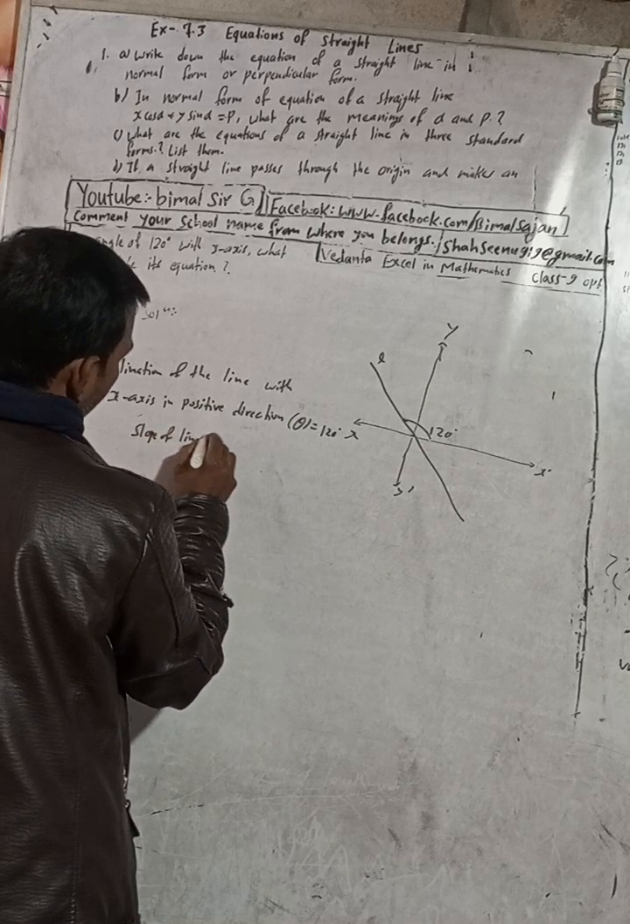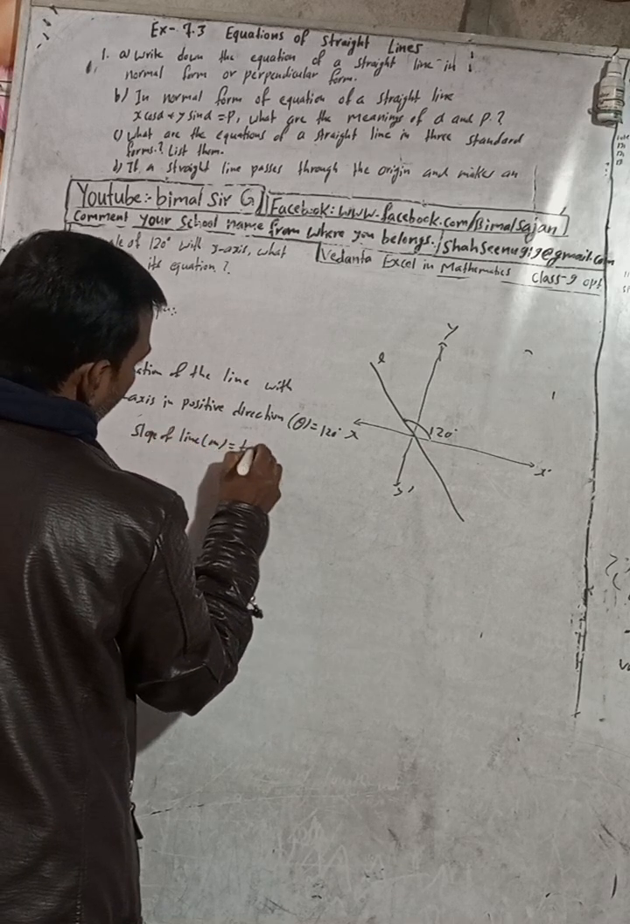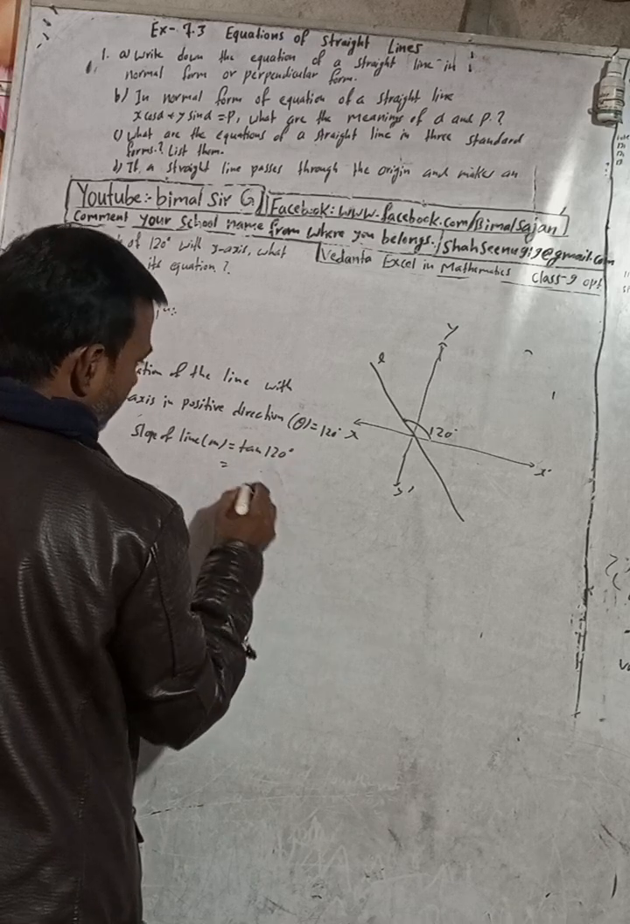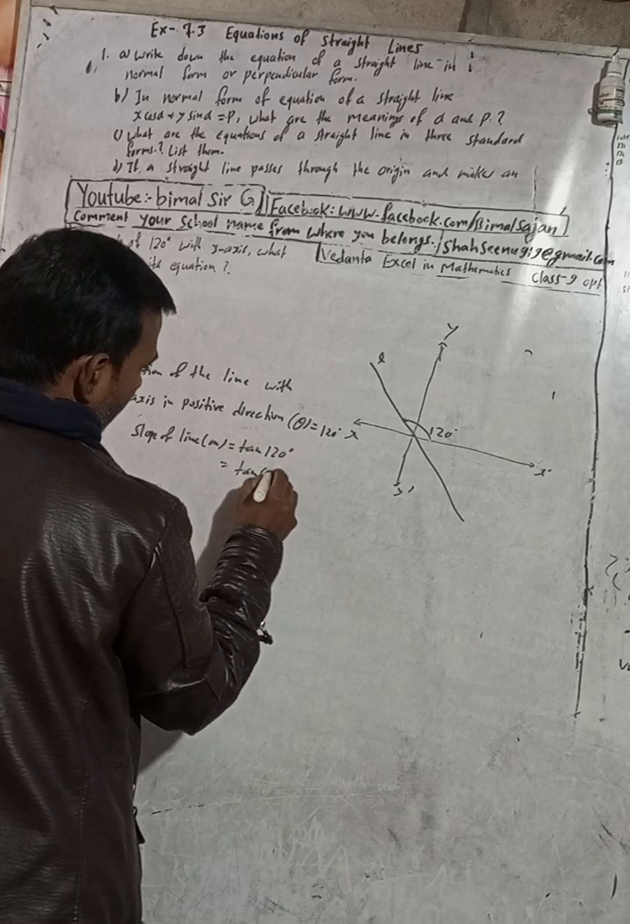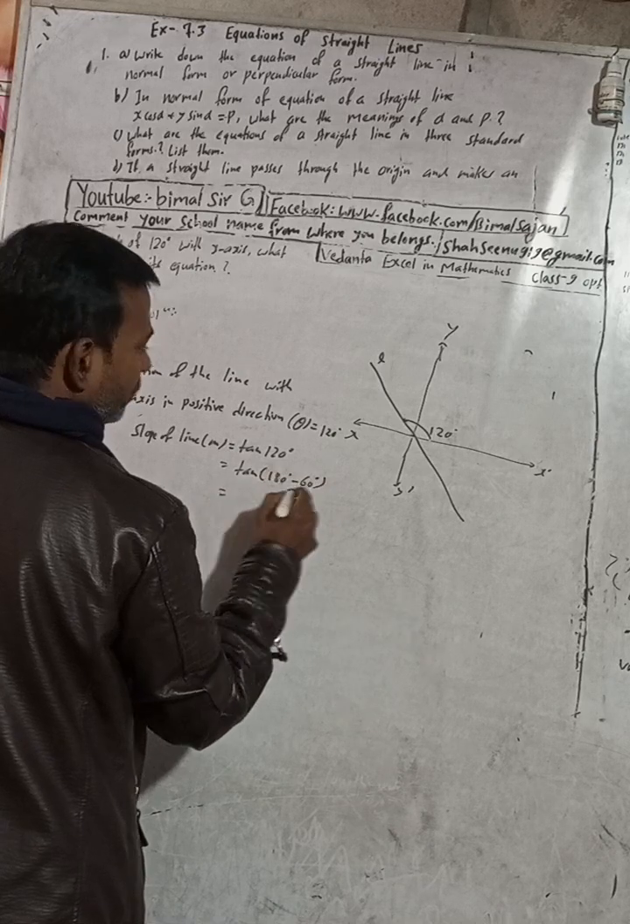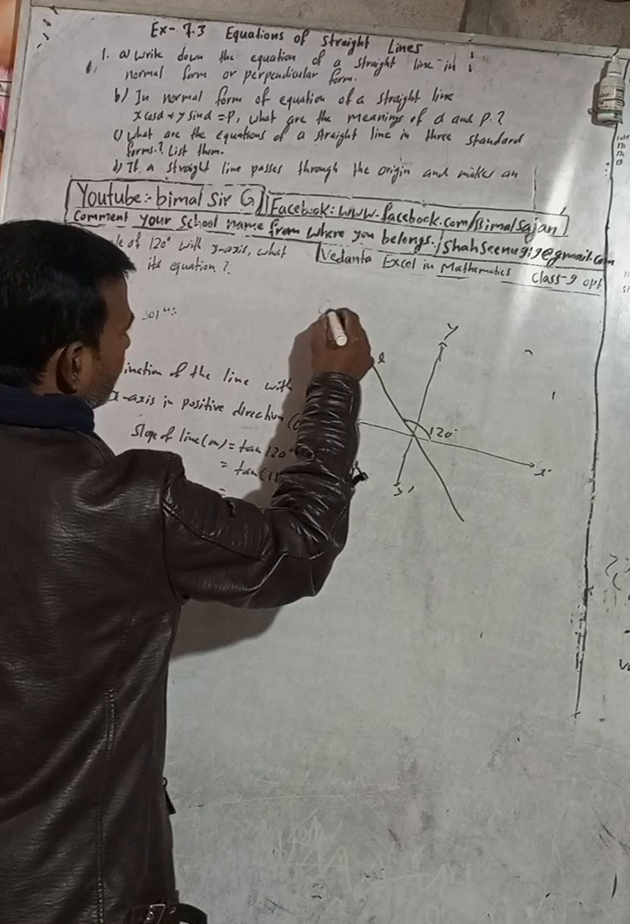Now the slope of the line, that means m, is equal to tan 120 degrees. And tan 120 degrees can be written as tan of 180 degrees minus 60 degrees. And you know that the CAST rule tells what?